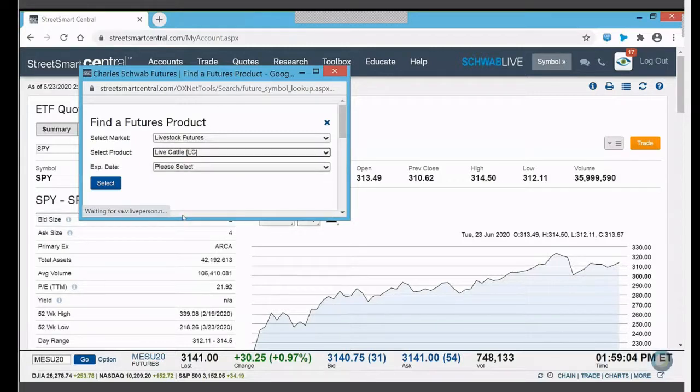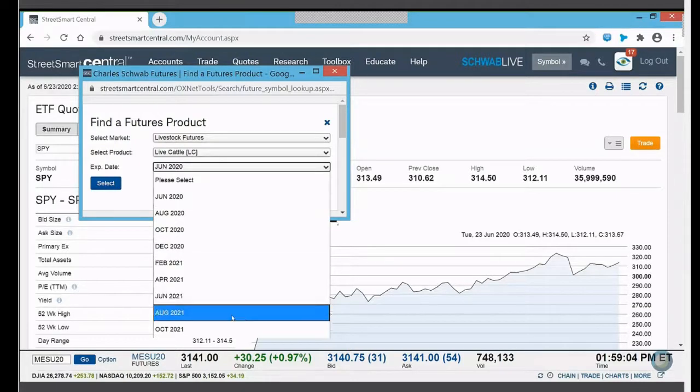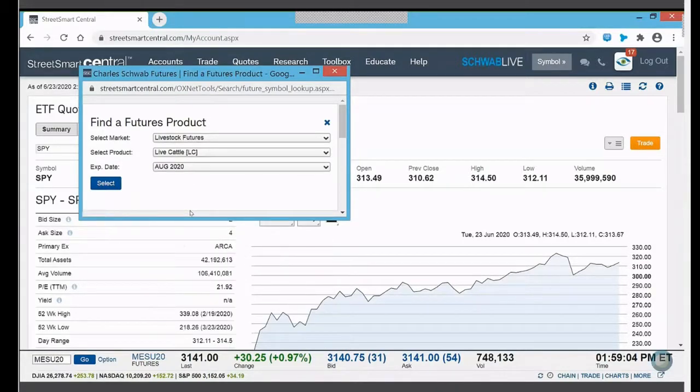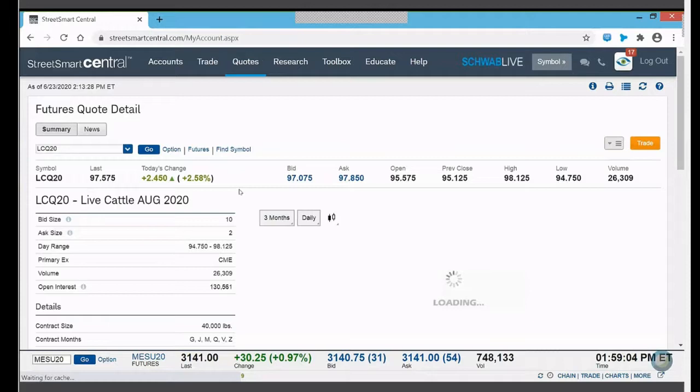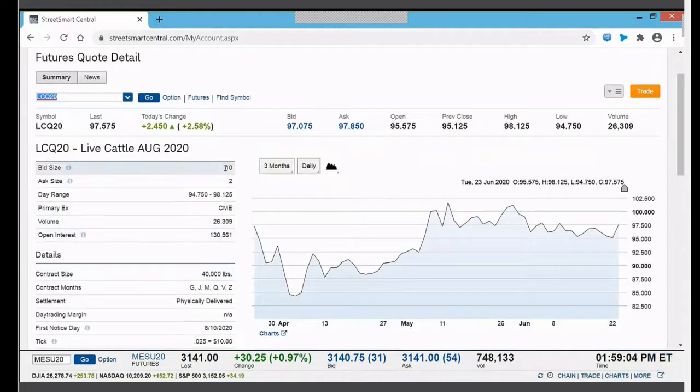Let's say we want to trade the live cattle futures. We can then go to our expiration date drop down, and then we can see all the expiration months that are available. So we have contracts currently that expire this current month in June 2020, and currently going out to October of 2021. Let's say we wanted to trade the August futures. And once we selected that, we could click the select button, and it'll populate here a current quote for that contract. So we can see the last traded price, the day's change, the percentage change, the bid in the market and the offer, open, previous close, high, low, volume, as well as a little extended quote here as well. So you can see the days range and volume and open interest.